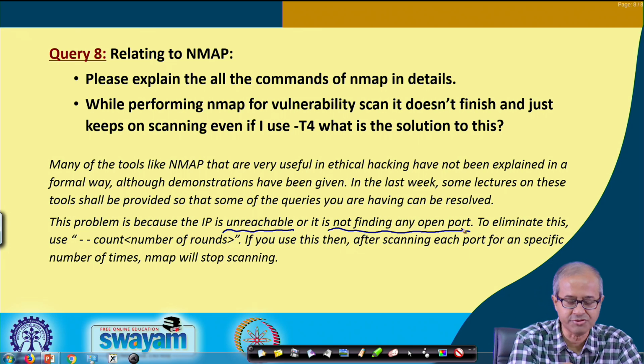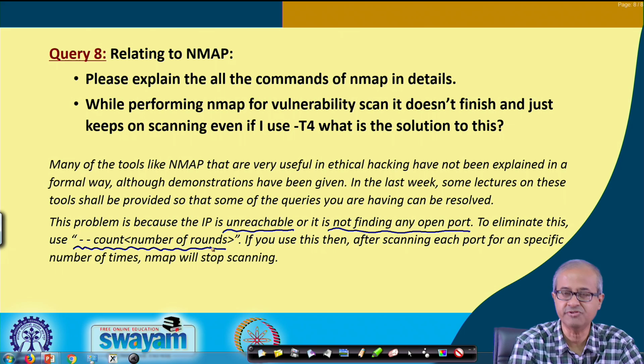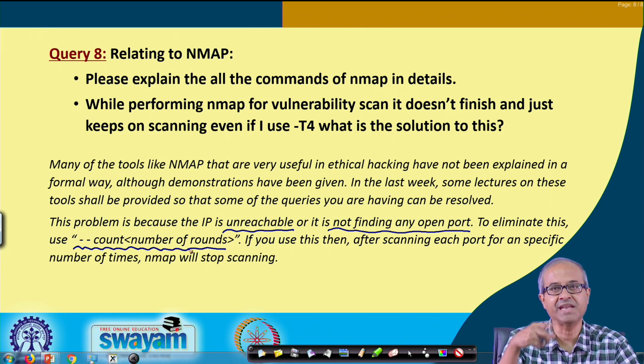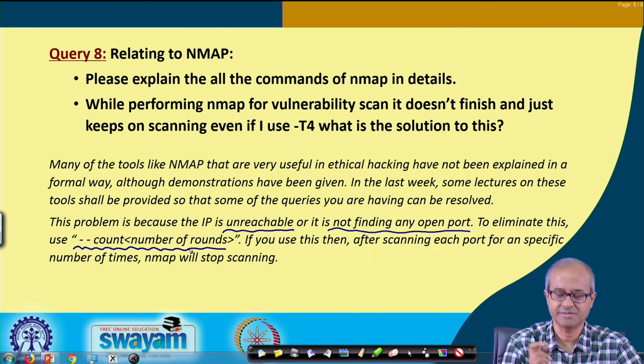Now, if we use NMAP with a flag, minus minus count, with the number of rounds, then each port will be scanned only for the specified number of rounds. If you say 10, it will scan it 10 times. If it fails, it will come out. So, it will not continue doing this indefinitely. By suitably using the flags, you can avoid all these problems. As I said, we shall discuss these things in detail in the last week of lectures.